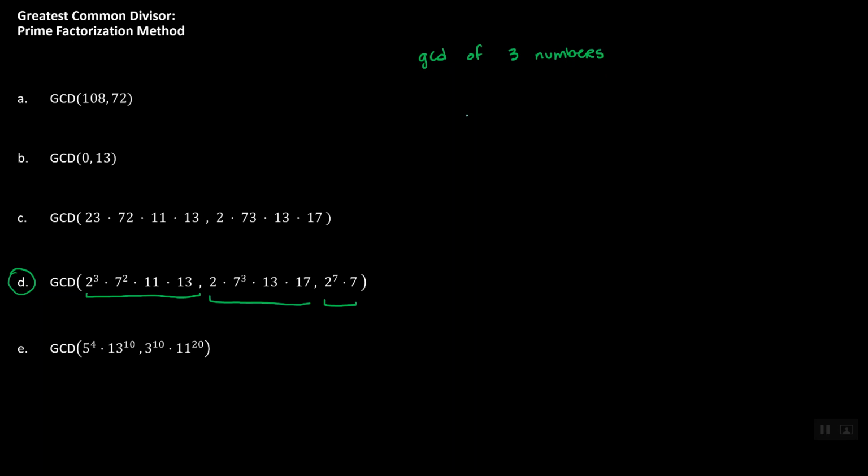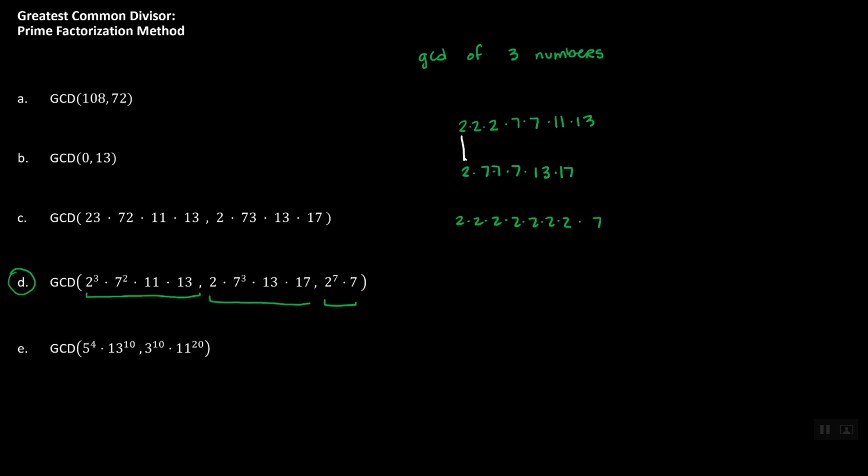So looking at our products here, we have 2 times 2 times 2 times 7 times 7 times 11 times 13. That's our first number. Our second number is 2 times 7 times 7 times 7 times 13 times 17. And then our last number, we have 7 factors of 2, 1 factor of 7. Our greatest common divisor must divide all 3 of these numbers.